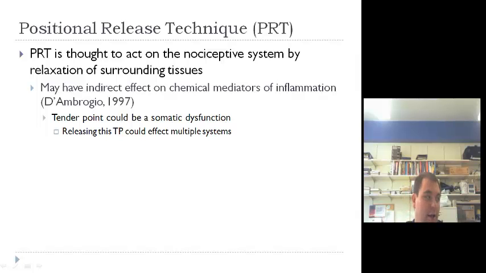They lump all that in together. I've done a lot of positional release, and I'm beginning to understand it more and more now theory-wise. It may have an indirect effect on chemical mediators of inflammation. D'Ambrosio, '97. Great book, have it in my lab right now. Tender points could be a somatic dysfunction. Releasing this tender point may affect multiple systems. So let me back up here. Chemical mediators.